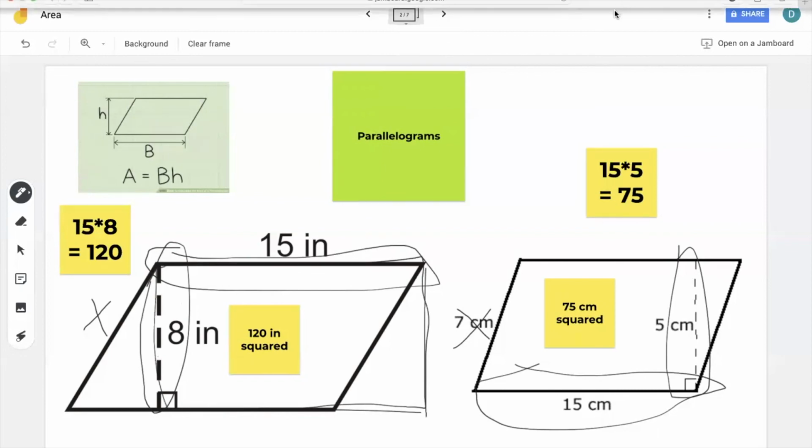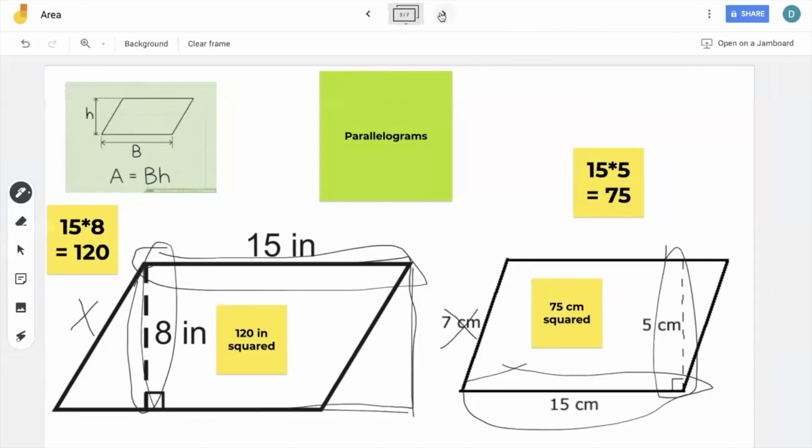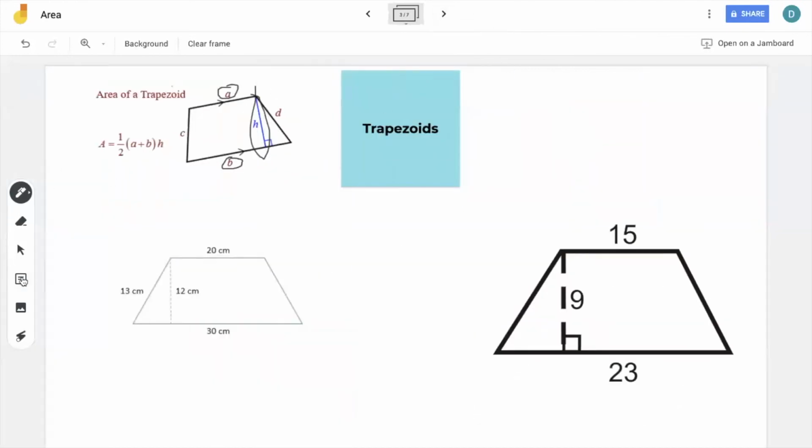So let's move on to trapezoids. For trapezoids, we take one half times A, which is this top base, which you could also call B1, plus B, which is this bottom base, also known as B2, and multiply that by the height. So let's look at this first example.